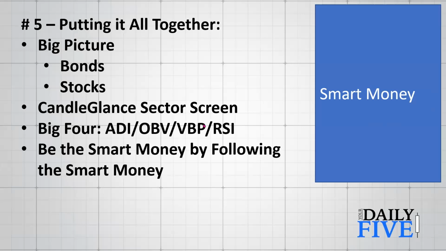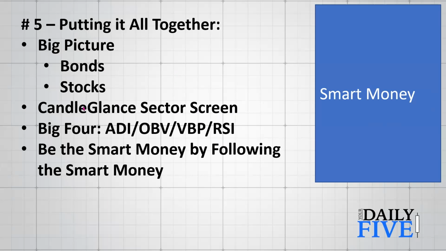So let's put it all together. First, you look at the big picture. Bonds, if you look at the current market, the bonds are telling you to be careful. Stocks are following bonds. They usually go together. When bond yields rise, stocks are usually unhappy and they start selling off. Look at the big picture in the sense of which sectors are working or not.